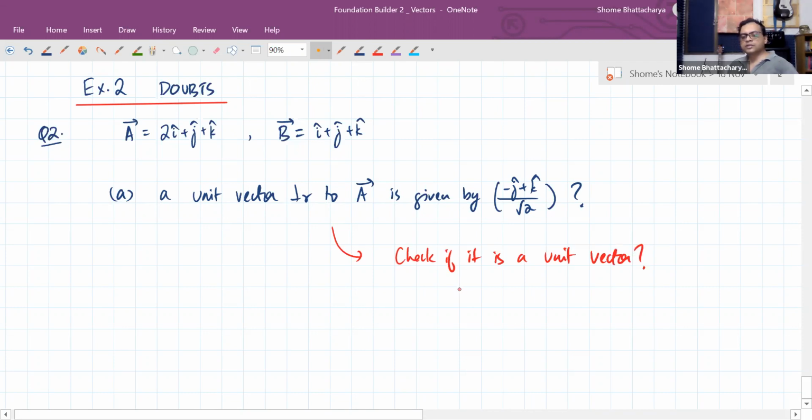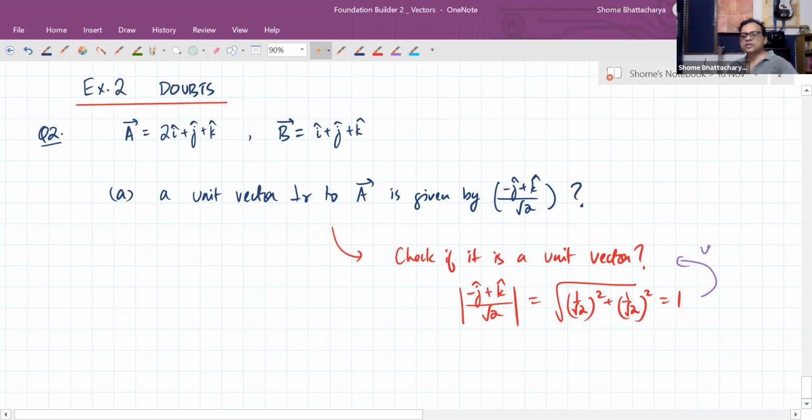Okay. So for that, we need to check the magnitude of this thing. So what is the magnitude of this? It is square root of (1 by root 2) whole square. So that is 1. So we now know that the answer to this is yes. It is a unit vector.